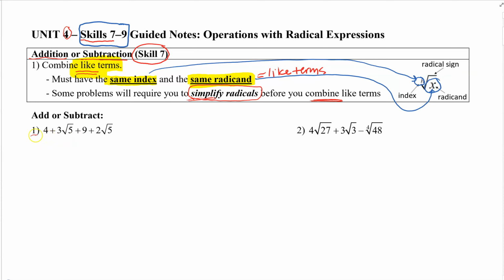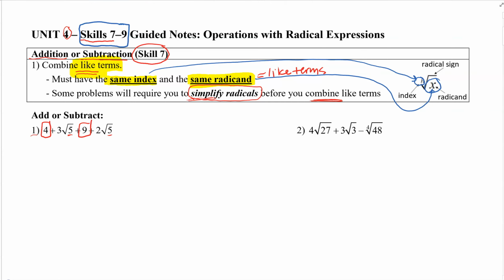Now, the nice thing about number 1 is it doesn't require any simplification because the number under the radical is 5. And so 5 is a prime number, right? Its only factors are itself and 1. So therefore, it doesn't have a factor that's a perfect square that I could simplify. So these radicals are already in simplest form. So let's look at the things that are like terms. I've got 4 and 9, which are basically just integers. So those are like terms. I can add those together.